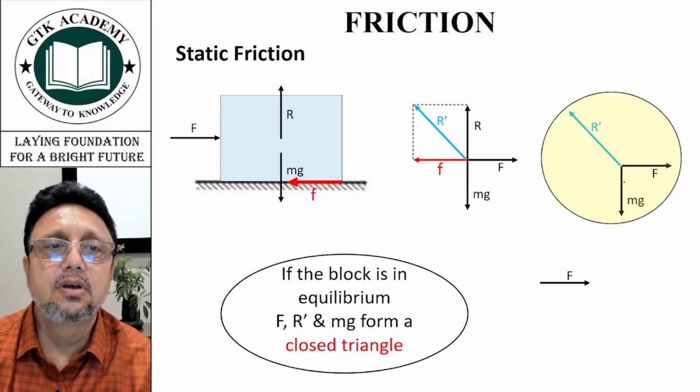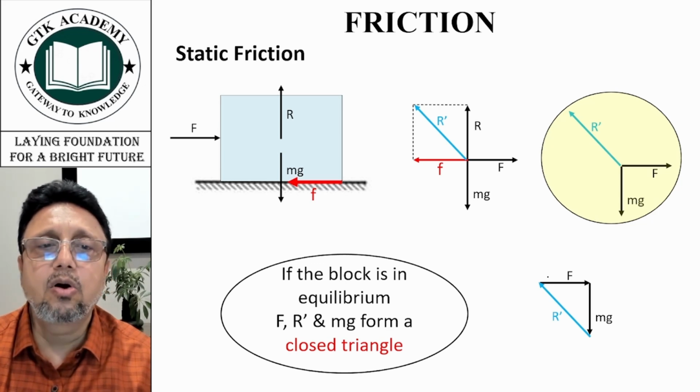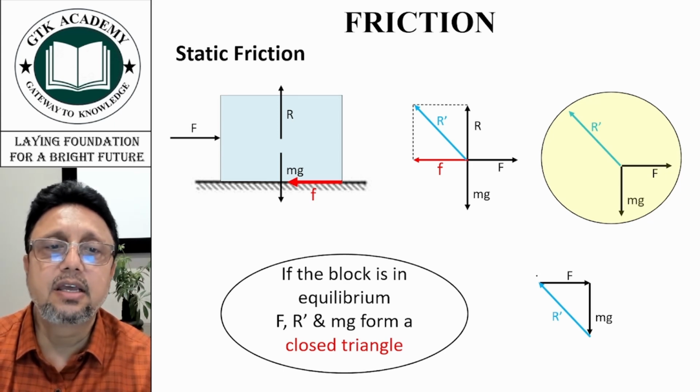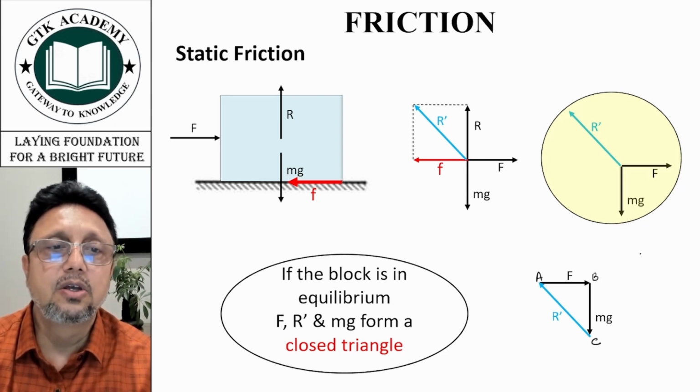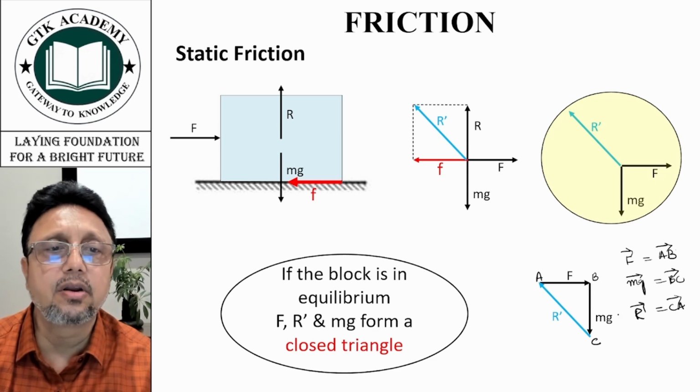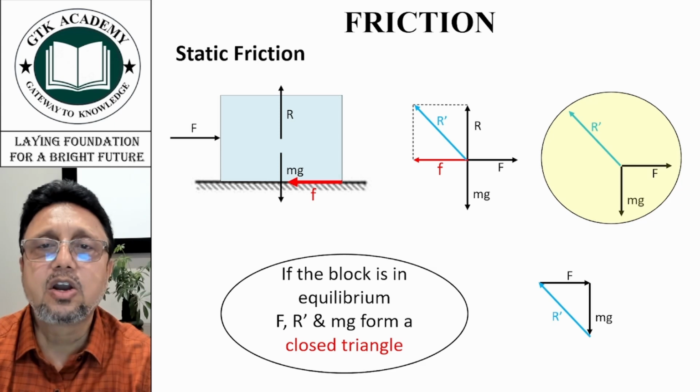So this is your F. Now shift mg here, mg and R dash. So all these forces will form the closed triangle, taken in the sides of a triangle taken in order. Suppose this is A, B, C. Now F vector is equal to AB, mg is equal to BC, R dash is equal to CA. That is what we mean by taken in order. AB, then BC, then CA, not AC. So these all will represent a closed triangle.